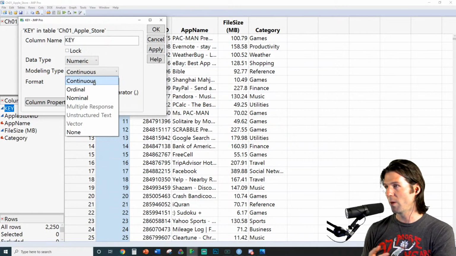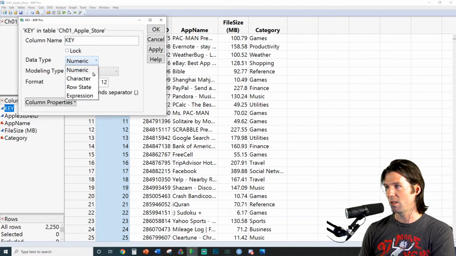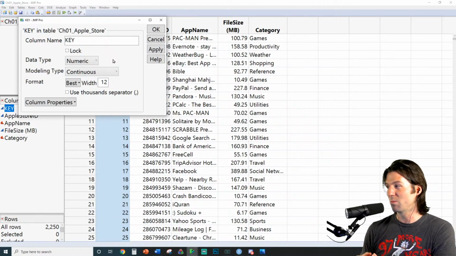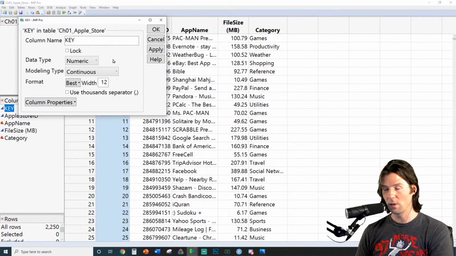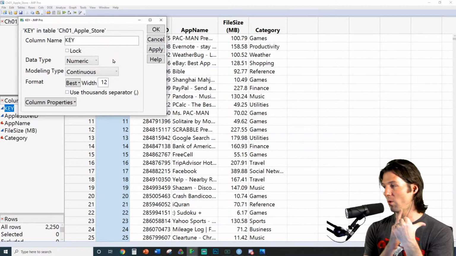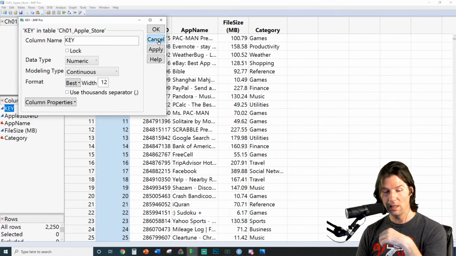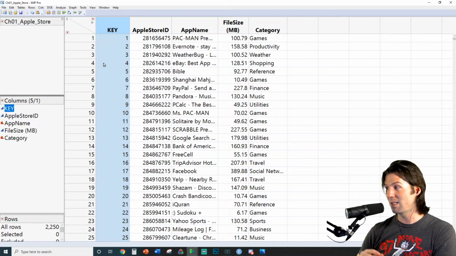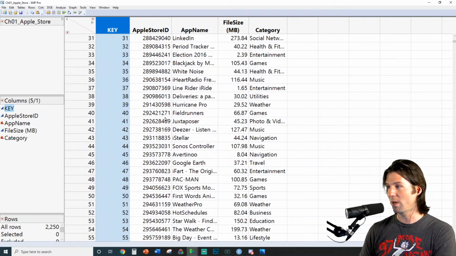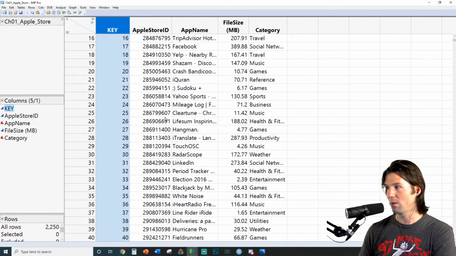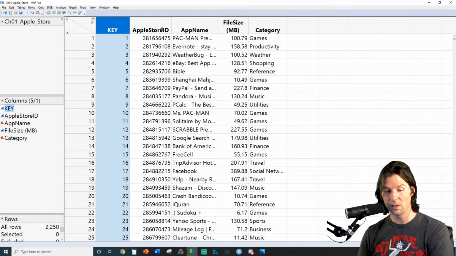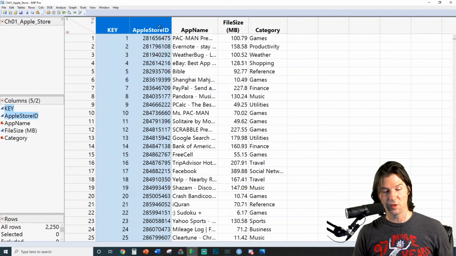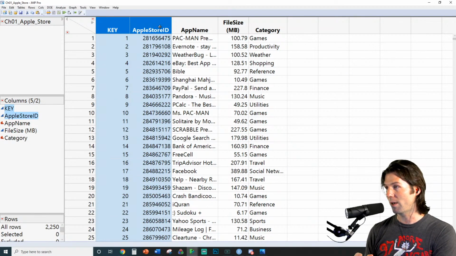Continuous just means it's a numeric continuous response, and then we can pick things inside of here, but this is more like very specific stuff. Do not worry. At this point, you should only know that we have quantitative, categorical data, and we have identifiers. With this key right here, this key is an identifier because it's unique for every single observation here. All of these are unique observations, and what's interesting is Apple Store ID is also an identifier. So both of these are identifiers because they're unique for every single observation.